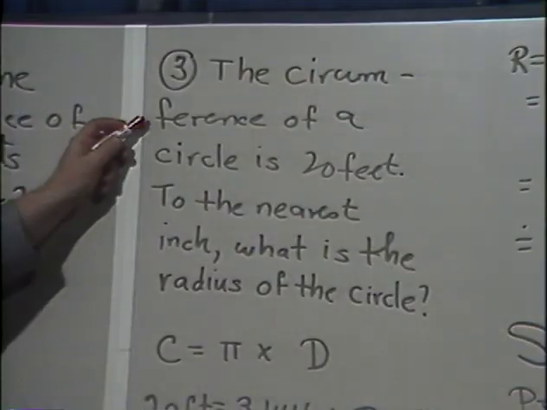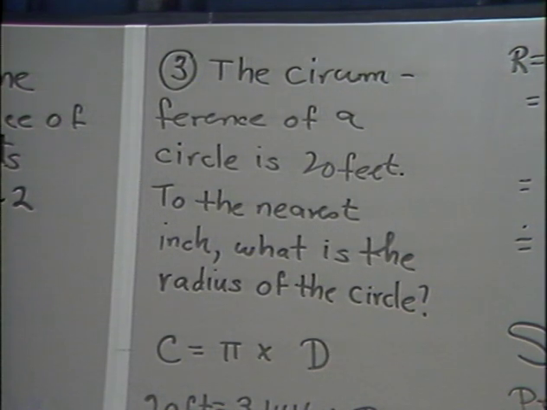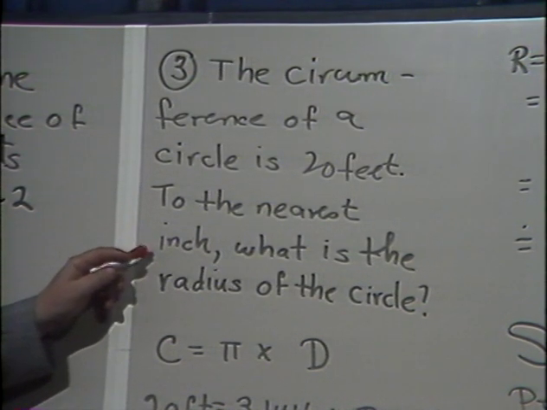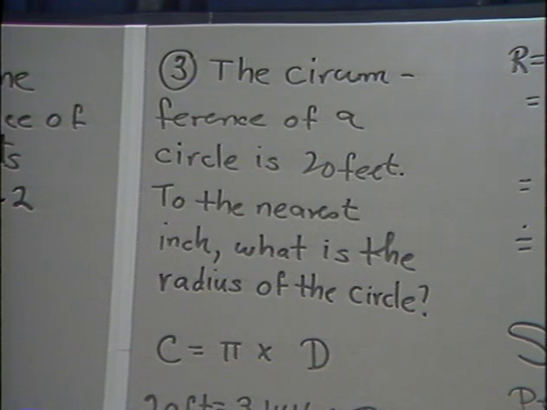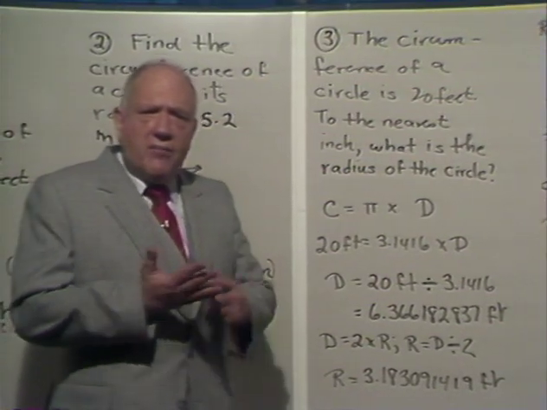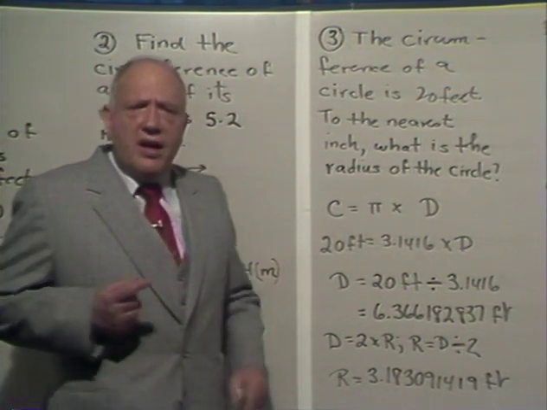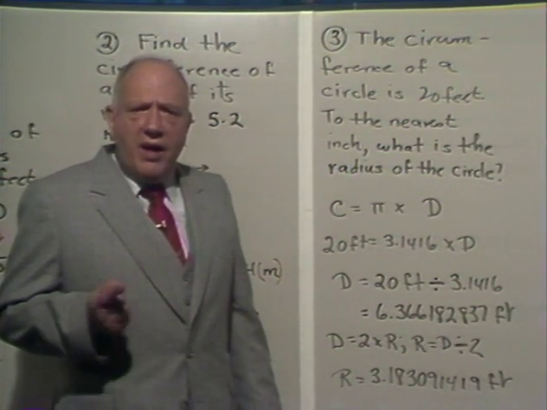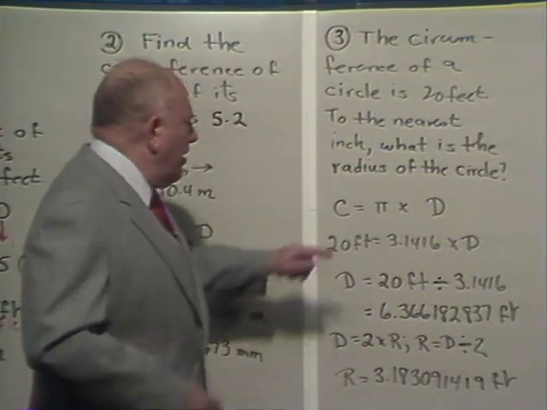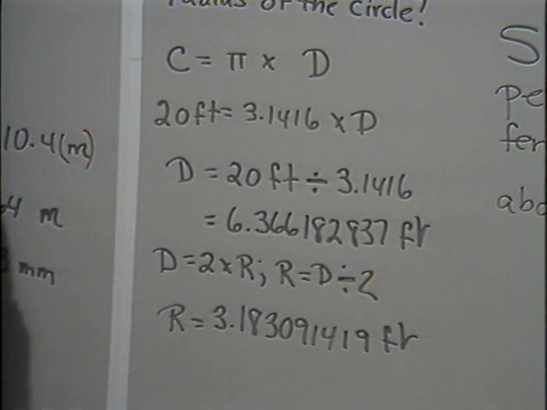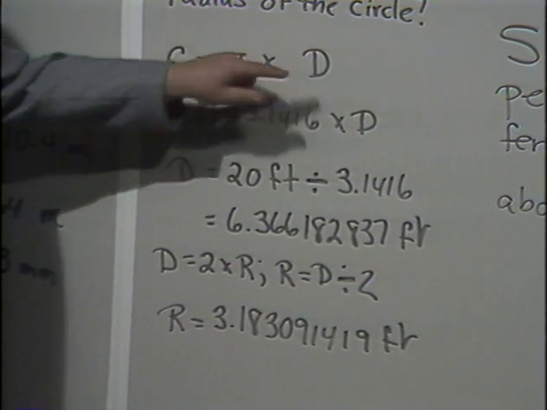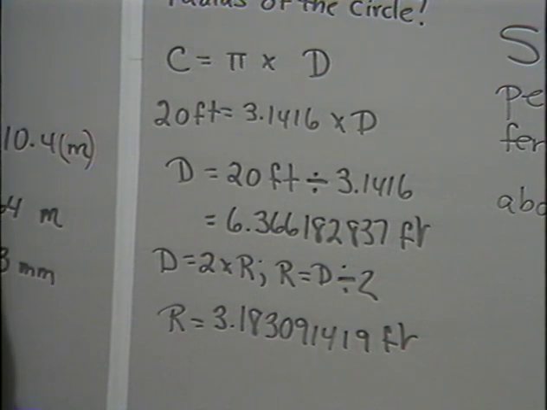Next problem says the circumference of a circle is 20 feet. To the nearest inch, what is the radius of the circle? See, what happened in the previous problem? In the previous problem, we started with the radius and found from that the circumference. Now we're starting with the circumference and we have to find the radius. You see, the formula doesn't change. In fact, let me give you a quick introduction into Module 12 as to what the difference between arithmetic and algebra is. C equals pi times d is neither arithmetic nor algebra.